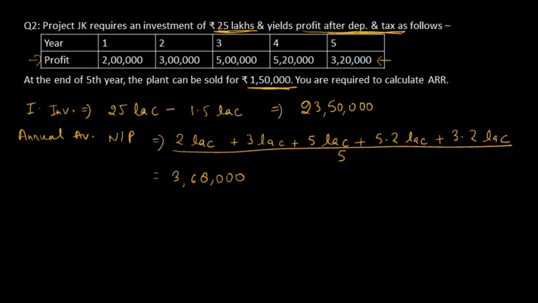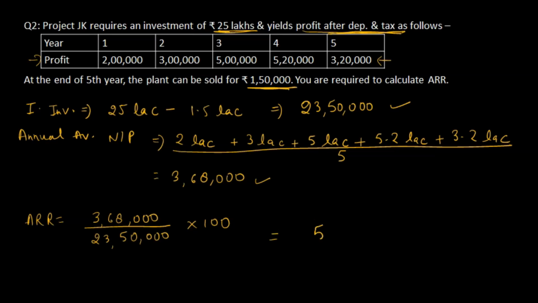So we will be getting 3,68,000. Now we got both the values. This is the numerator value and this is the denominator value. Like this we need to find out ARR. So ARR is annual average net profit after depreciation and tax, that is 3,68,000, divided by initial investment, that is 23,50,000, multiplied by 100. So we will be getting 15.66 percent as the ARR. This is the return that we will be getting on this project.